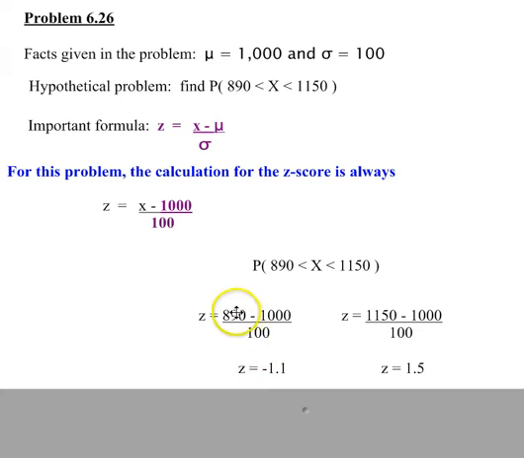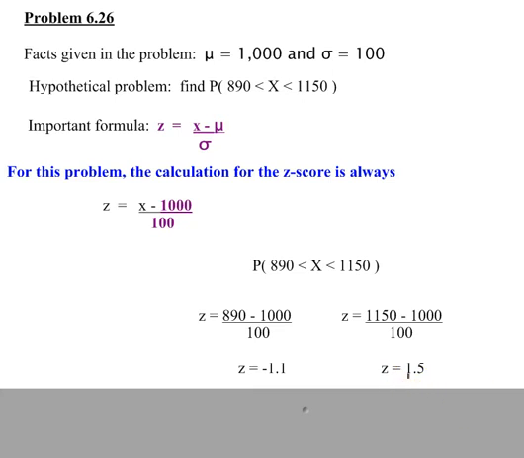How did I get that? Well, if I do this subtraction, I get negative 110 divided by 100. Use your calculator. You'll find the answer is negative 1.1. Same thing here. I take this x value of 1150 and from it subtract 1000. I get 150. Divide that by 100. My answer is 1.5. Okay.